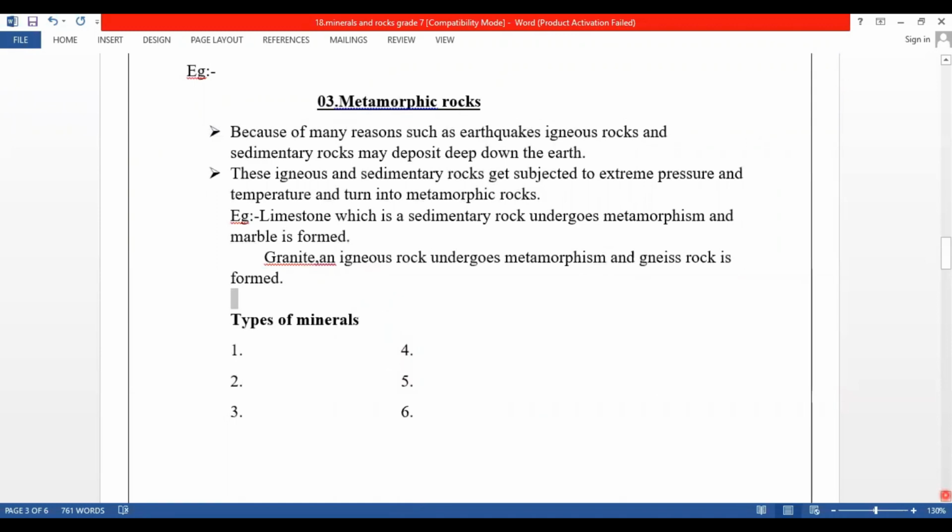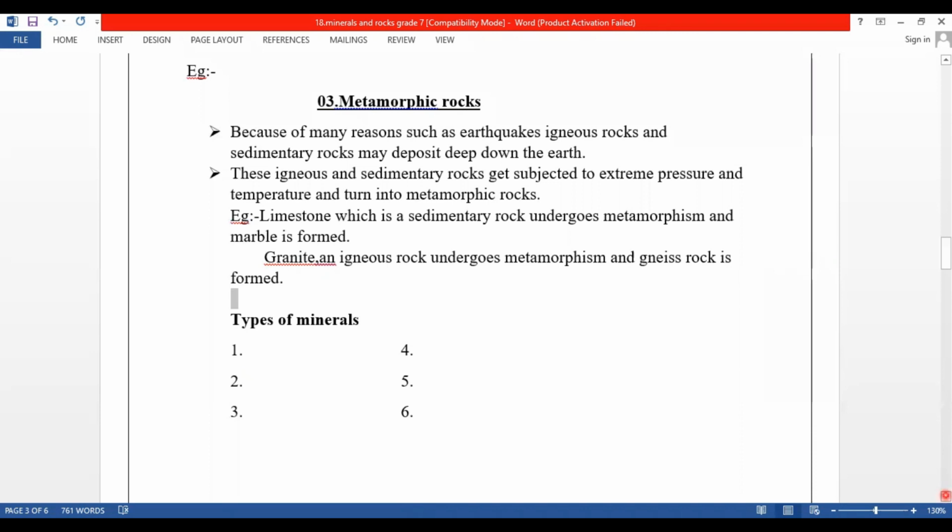Limestone undergoes this metamorphism. Metamorphism means the limestone is buried under the earth, and because of the extreme temperature and extreme pressure deep down in the earth, the limestone turns to a type of metamorphic rock called marble. Granite is a type of igneous rock. It also undergoes metamorphism and turns to gneiss. It's a type of metamorphic rock.